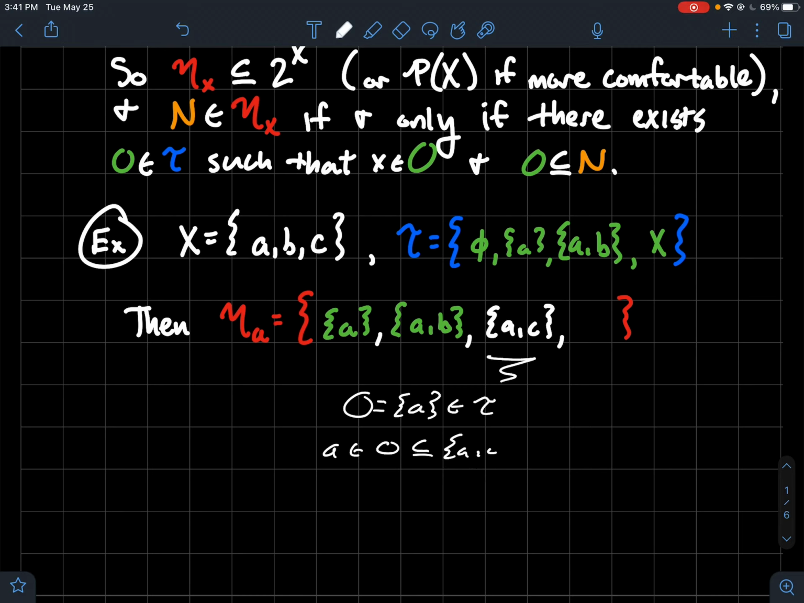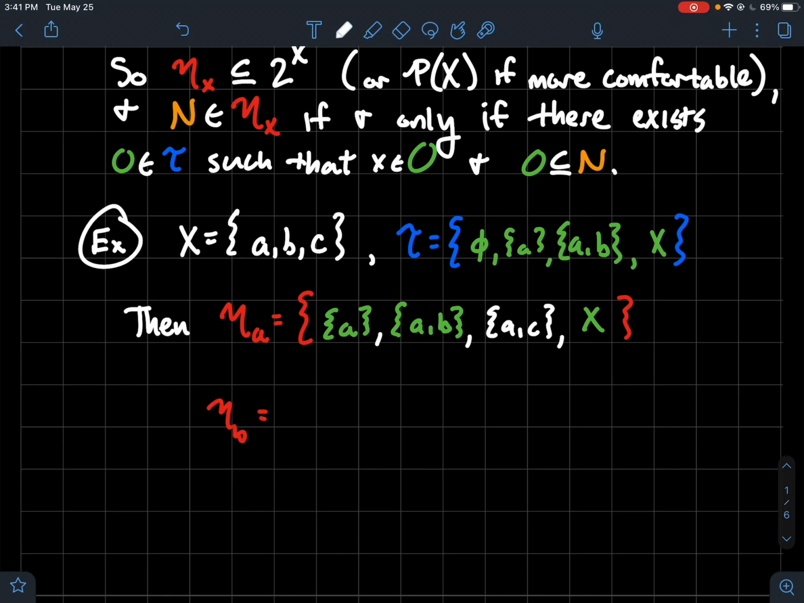And the last thing, though, is that the whole set itself is a good neighborhood of A. So this would be a complete system of neighborhoods of A. You could try to think about if there's any more, but I think you'll find that there aren't.